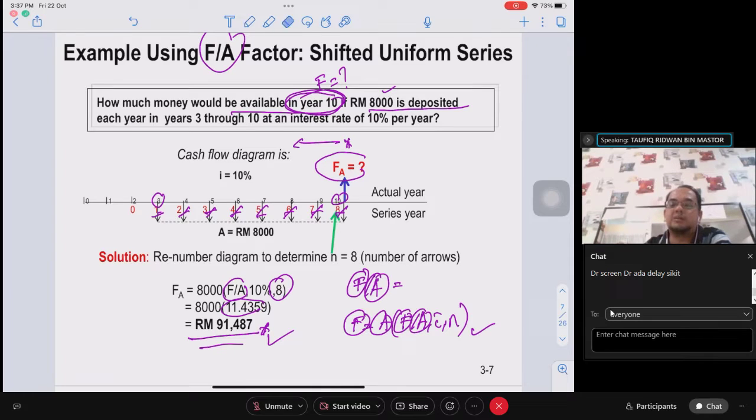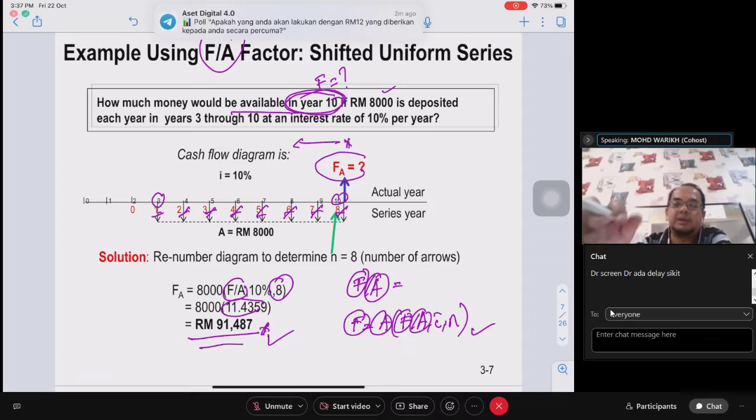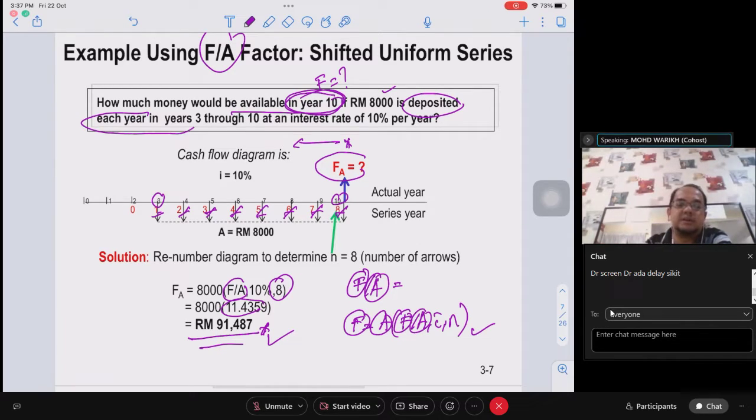Even though they said 8,000 ringgit deposited, it's deposited each year. That means A. So it asks about each year, every year, so it's annual. Okay, thank you, Doctor. Okay, good. So do you understand this one? Alright, so we go to the next.